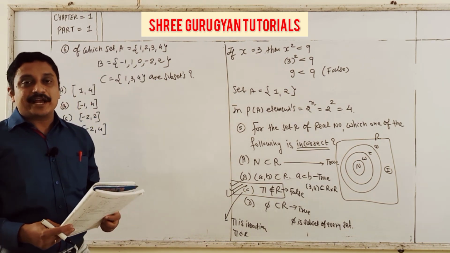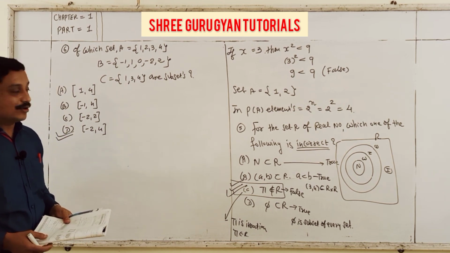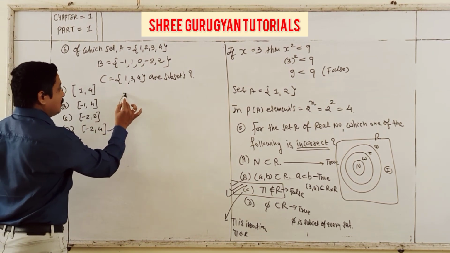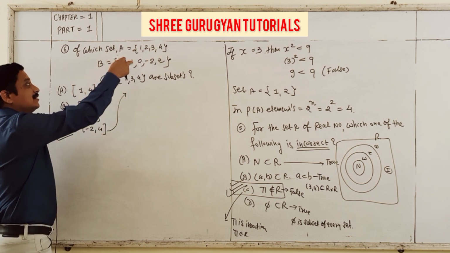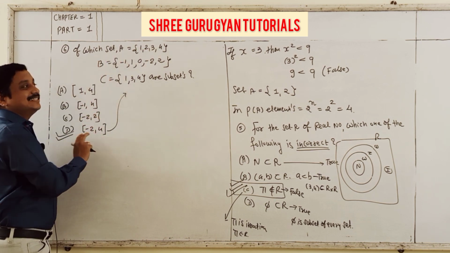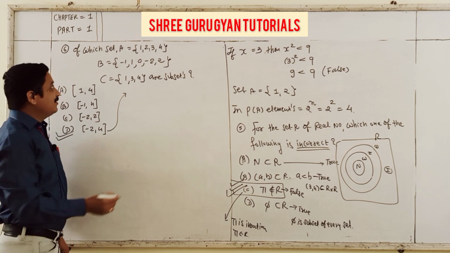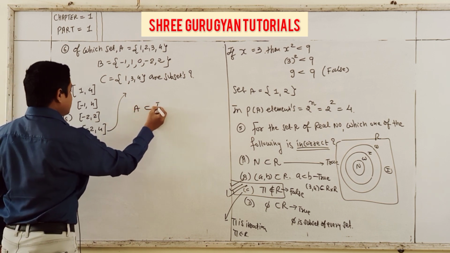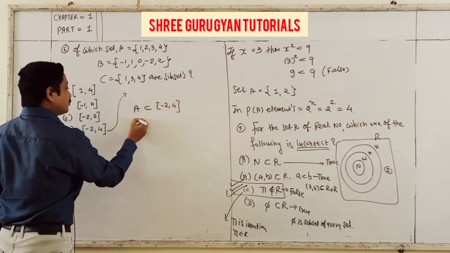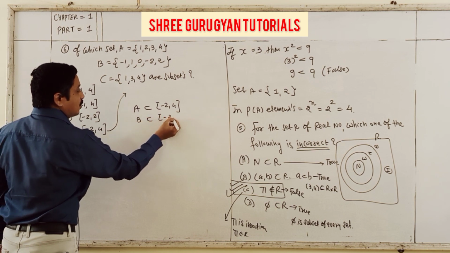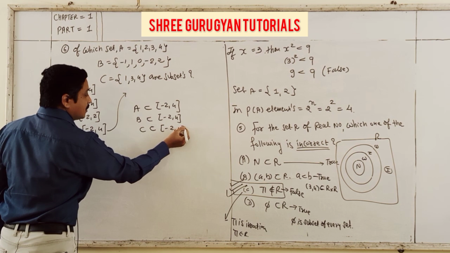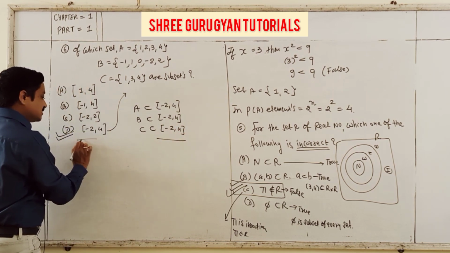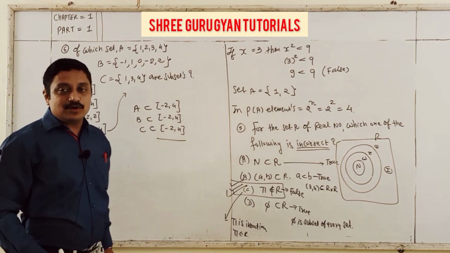The answer is closed bracket -2 to closed bracket 4. All these parts are present here. A is also present in this range, B is also present, and C is also present. So I will write here: A is a subset of [-2, 4], B is a subset of it, and C is a subset of it. That's why I tick mark this answer. Because what is my question?